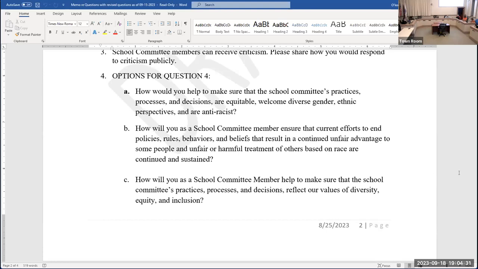Question B to me is kind of confusing, but it also in my mind assumes that candidates have an extensive knowledge of what the current efforts to end policies, rules, behaviors, and beliefs are, where the school committee might not even be involved in those efforts, as Jennifer indicated. Not all the efforts going on in the school district come from the school committee. And so I would prefer option A. Okay. I'm going to go to Pat DeAngelis and then back to Irv.